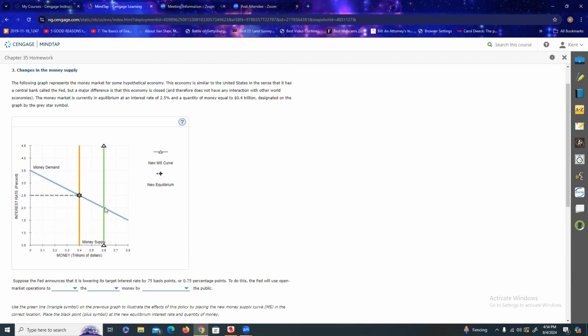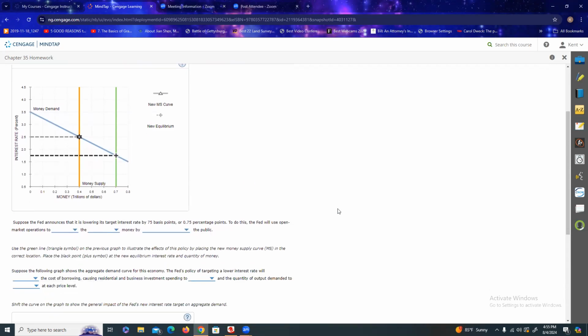Is this going to be a big enough increase in the money supply to achieve the goal of the interest rate coming down to 1.75%? Nope, that only brings it down to 2%. So let's see, let's take it out one more. Looks like we got it right there. And this is the new equilibrium. We want to point that out.